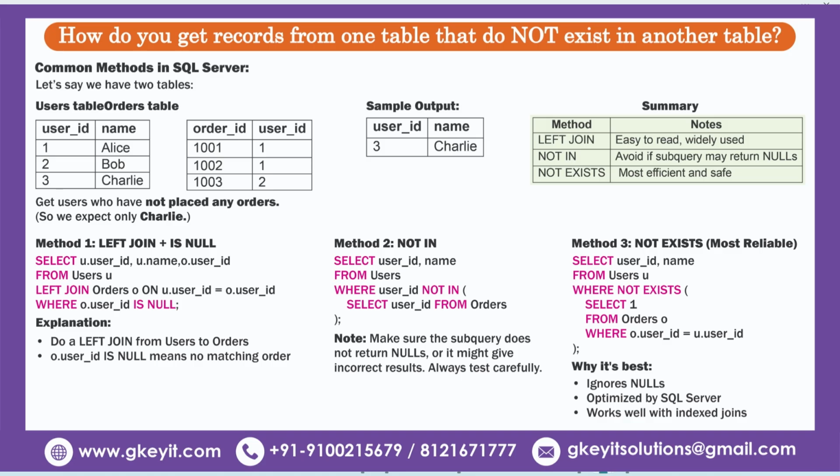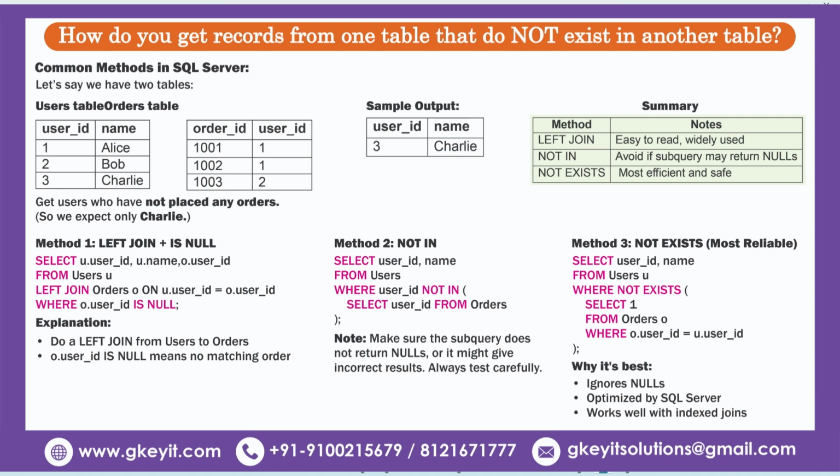Select users.user ID, users.name, orders.user ID from users u left join orders o on u.user ID is equal to orders.user ID, where orders.user ID is null. Here we are just getting the records where orders.user ID is null, and we are making a left join. Left join means whatever left side records are not matched will get null values.